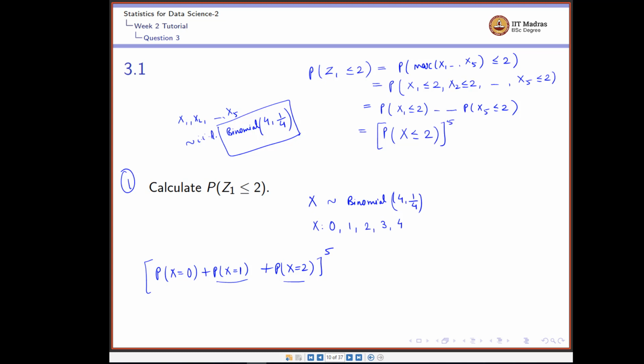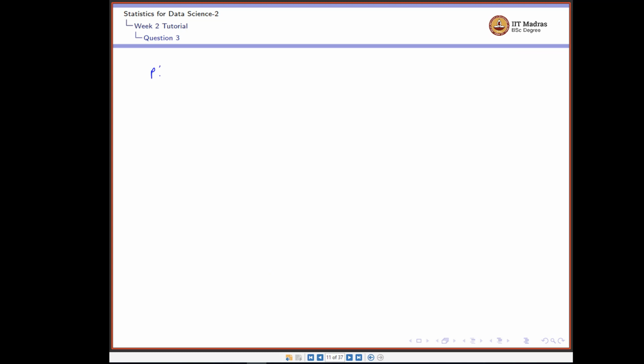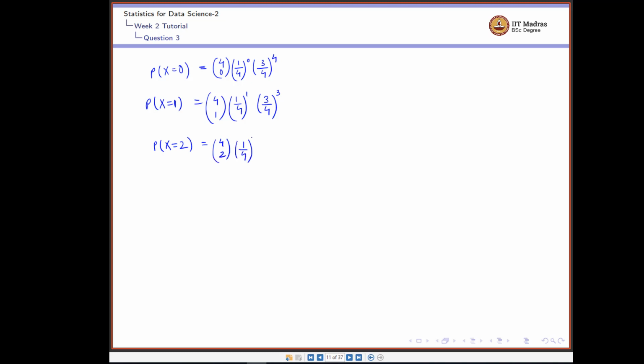So how will I find it? Let's see. The probability X equals 0 is nothing but 4C0, p to the power 0, q to the power 4 minus 0. The probability X equals 1 is 4C1, (1/4) to the power 1 and (3/4) to the power 3. The probability X equals 2 is 4C2, (1/4) to the power 2 and (3/4) to the power 2.